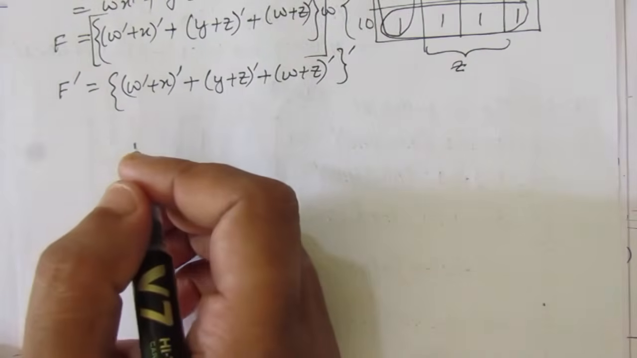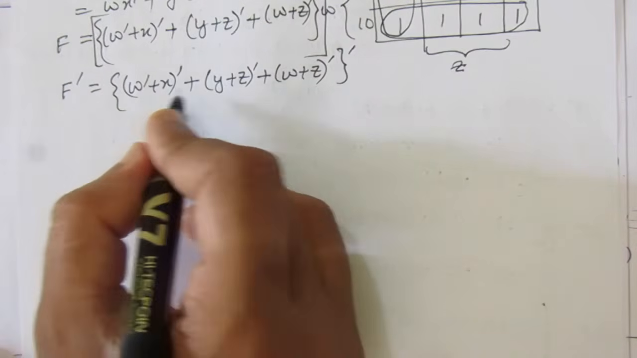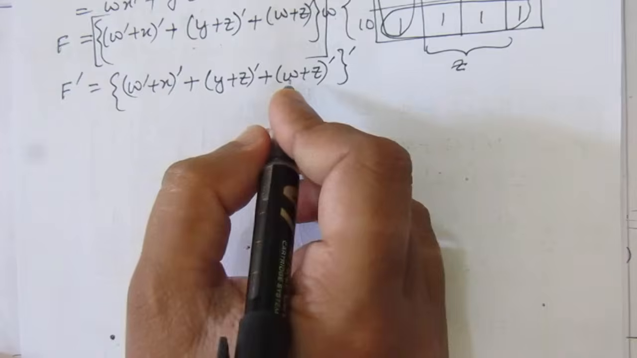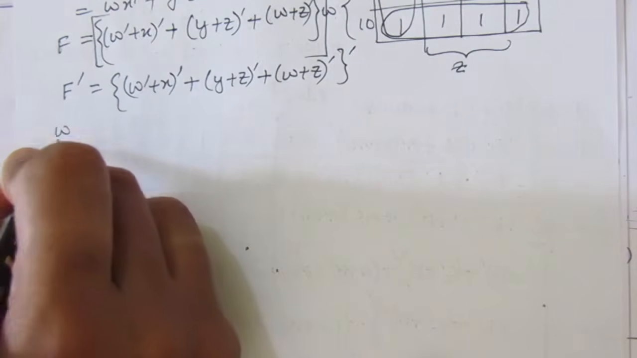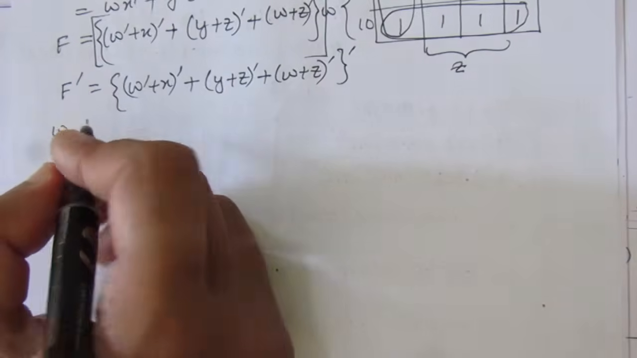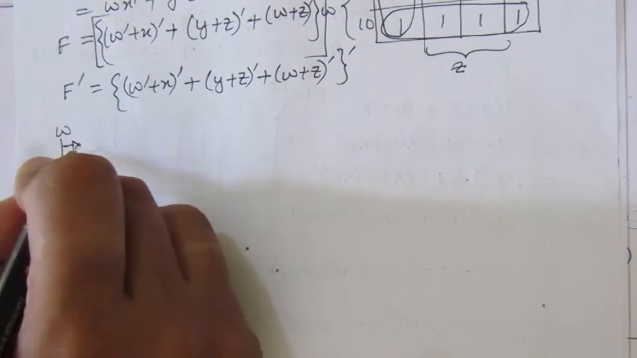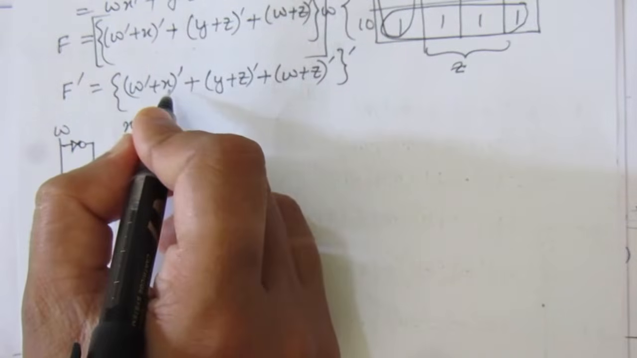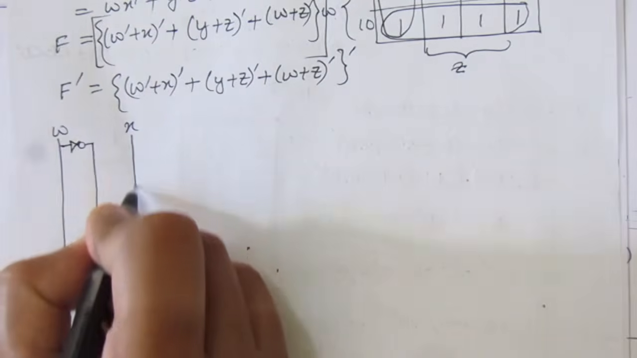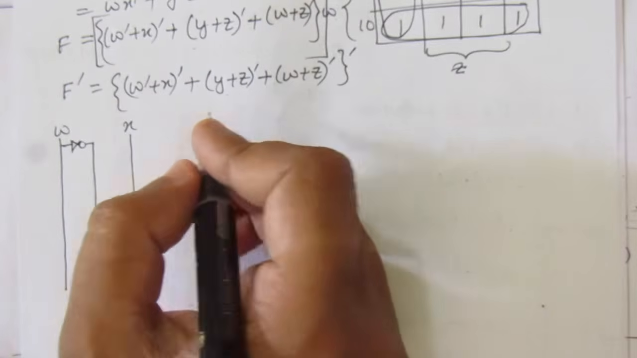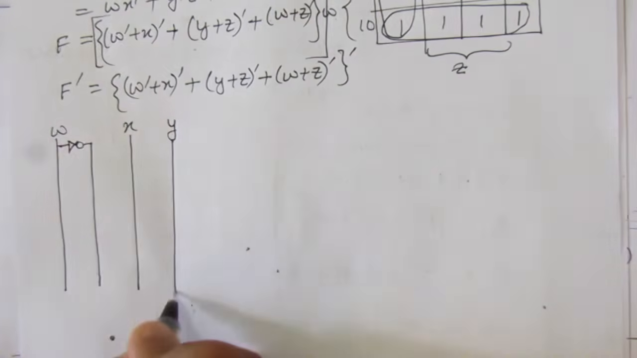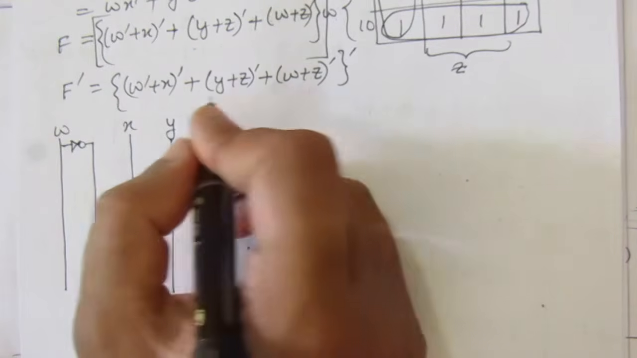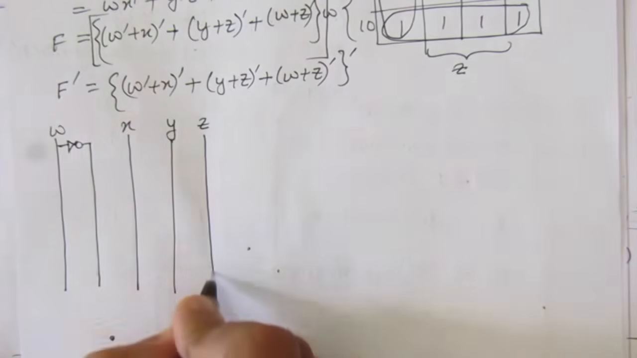Now let us draw the logic diagram. For drawing the logic diagram we have four inputs w, x, y and z. So we have w and w bar. If this is the input line w, then we use an inverter here and get w bar. Then we have x; no x bar is there, so we can directly take one line only. This is the x line. Then we have only y, no y bar, so this is the y line. And for z, we have only z.